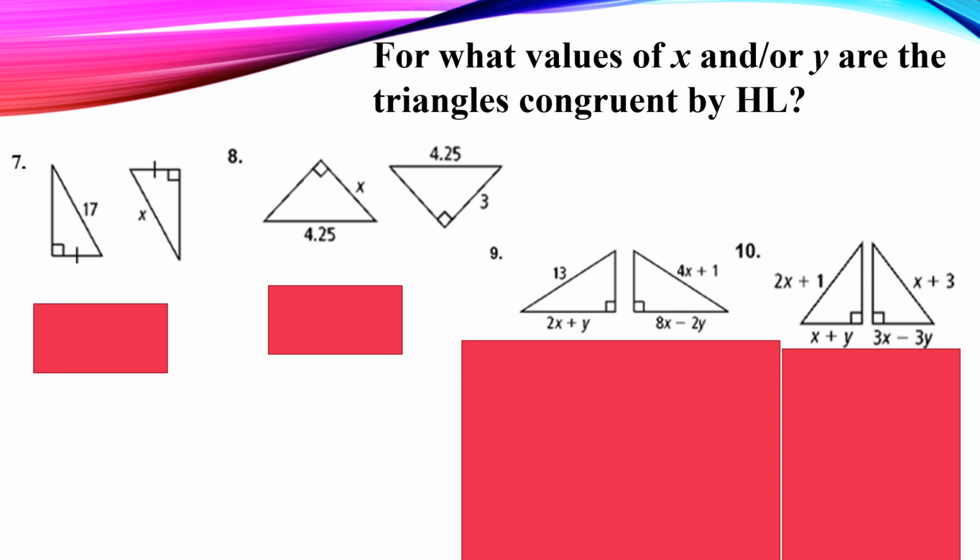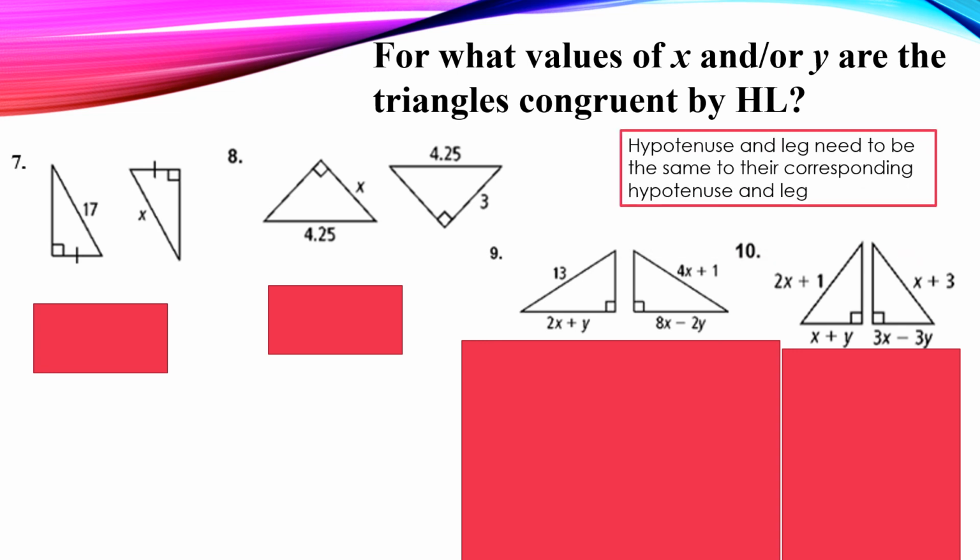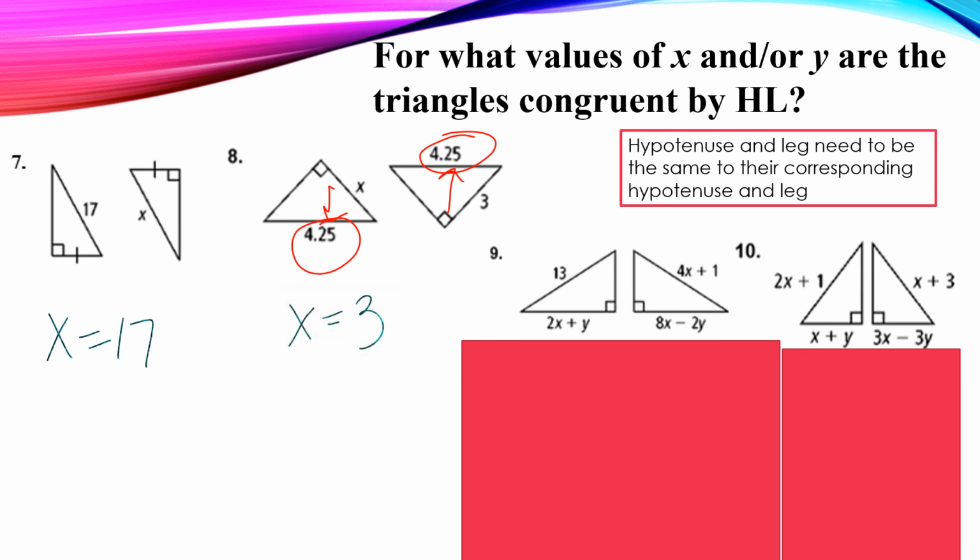Okay, last but not least, for what values of x and or y are the triangles congruent by HL? So we know that for triangles to be congruent, their hypotenuses have to be congruent and their legs have to be congruent. So for number 7, the hypotenuse in the first triangle is 17, so x has to be 17. For number 8, my hypotenuse is both 4.25. Those are the hypotenuse, the one that is across from the 90-degree angle. So then for my leg, x is 3.